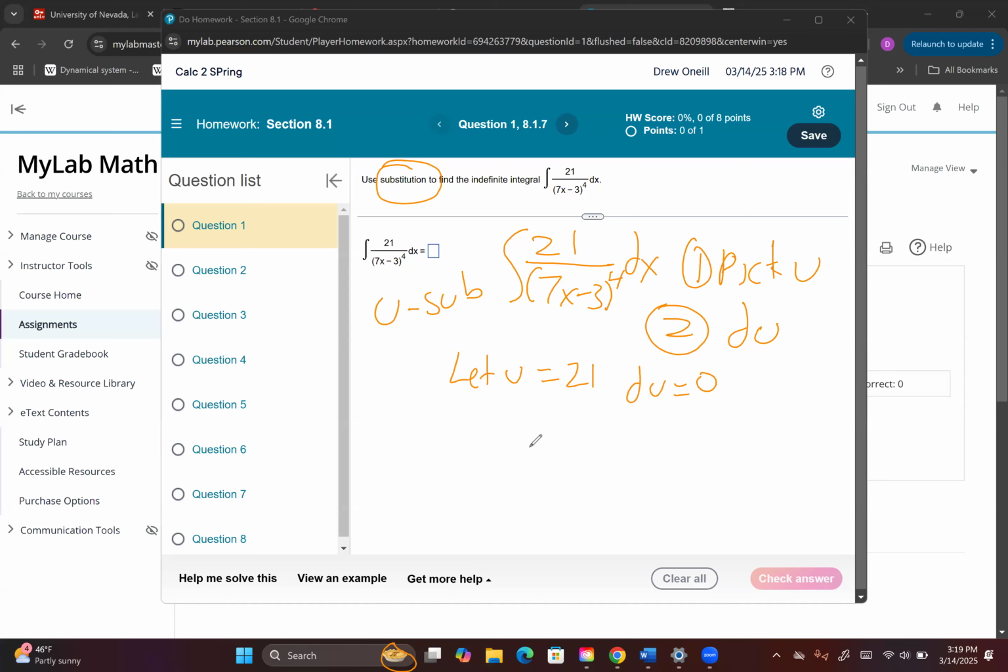You could let U be the whole thing, right? But that's not really going to make sense either, because if you took the derivative of this whole thing, you're going to get some crazy du, right? Go back to Calc 1, think about what this derivative would be, and it's not going to show up anywhere in the problem. So that's not a good choice. So the only way to get good at these is by practicing.